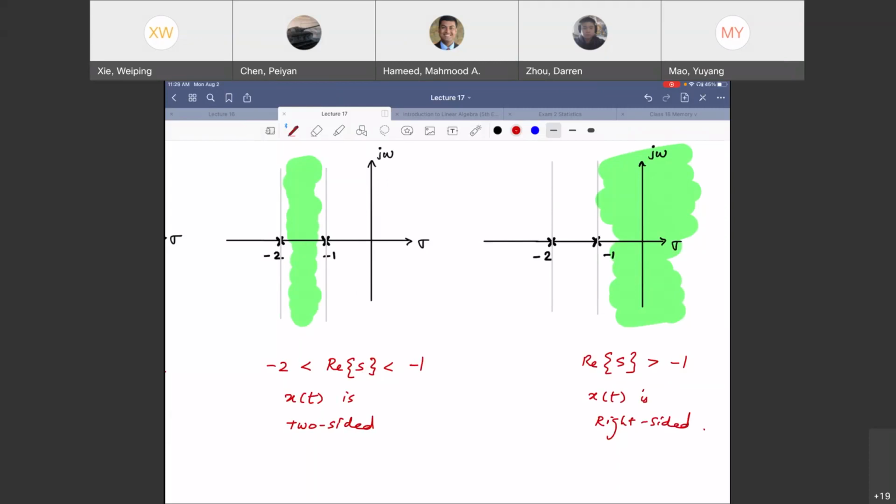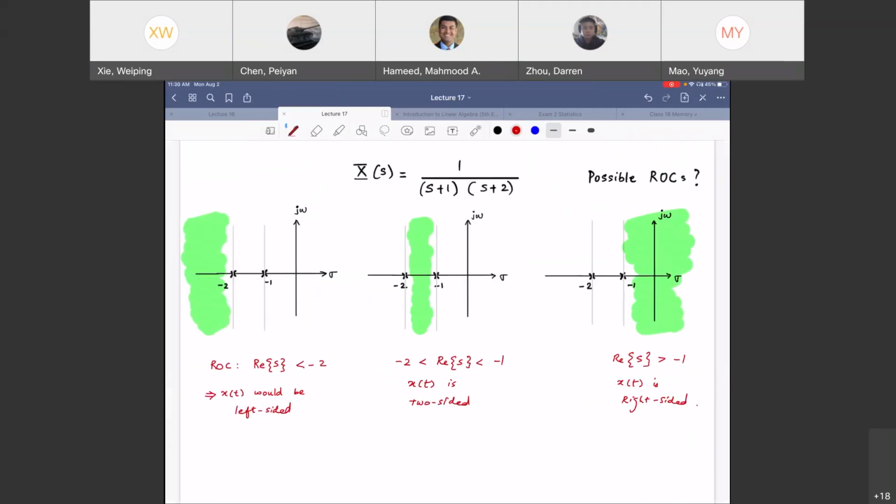It's a bit cold. My fingers are not doing the best job with the handwriting, so apologies for that. All right, questions about this example? Looking at just the pole locations, identifying possible ROCs, and for each of those possibilities, you're commenting about what type of signals they would correspond to.